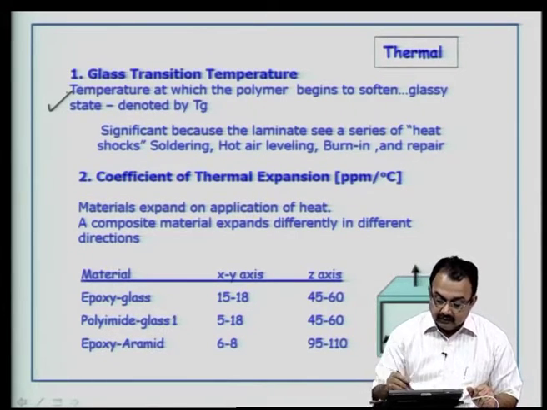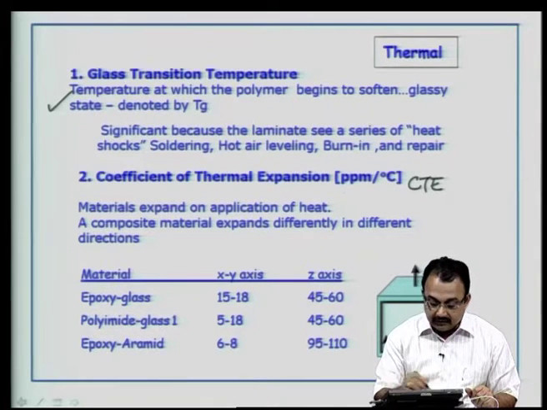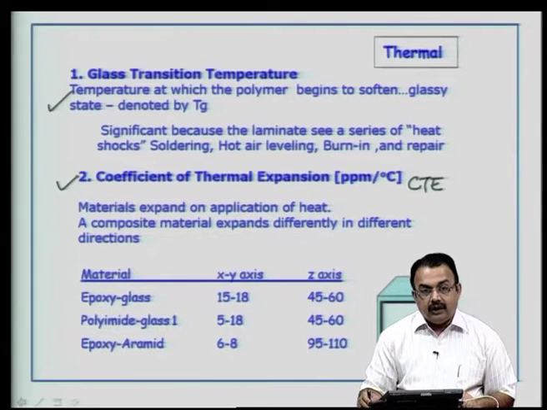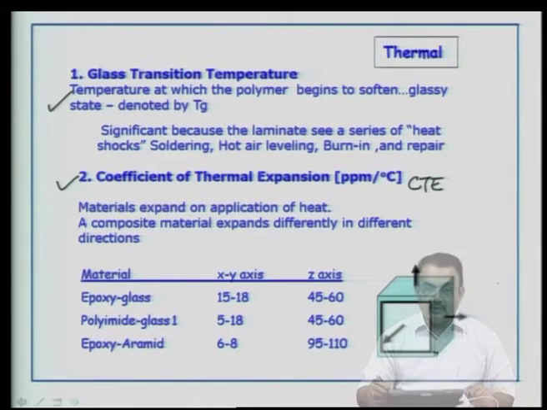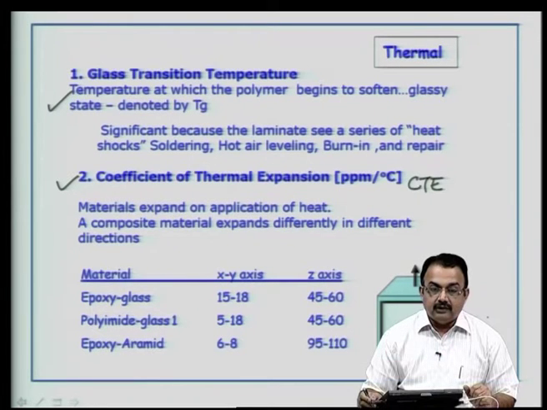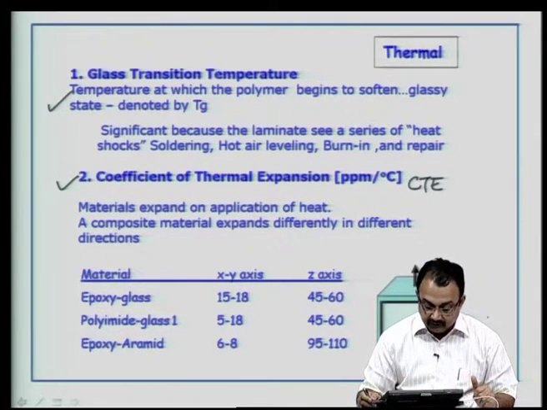Then we are interested in CTE, coefficient of thermal expansion. This property indicates the integrity of the material. Materials expand on application of heat. The composite material expands differently in different directions. So, you have CTE in the x, y and z axis. So, how is this important? Your PCB, for example, if it contains the epoxy glass as the core substrate, then the CTE in the x, y axis is around 15 to 18 and the z axis is around 45 to 60.